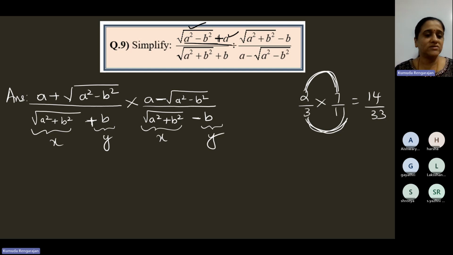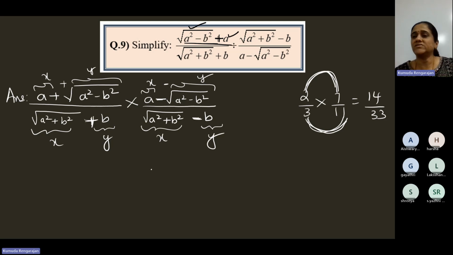See, in the numerator, this is x. This is x in the numerator. You can see the plus sign here, minus sign here. And this one is the y term. This is the y term. It's the same. See, both are the same. Here also, this is plus, this is minus. The terms are the same. x plus y into x minus y. So the product is x square.